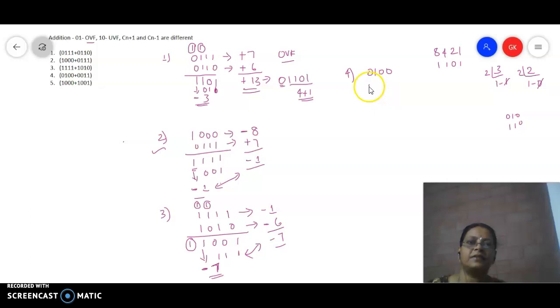Then we have to add it with 0011. Okay. Now if you add, 1110. Now how will you interpret the answer? 0 means plus, 100 is nothing but 4, and here it is 0, so it is plus. Okay. 011, so this is nothing but 3. So the answer expected is plus 4 plus 3, which is 7.